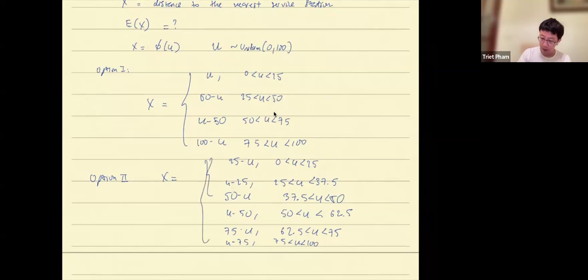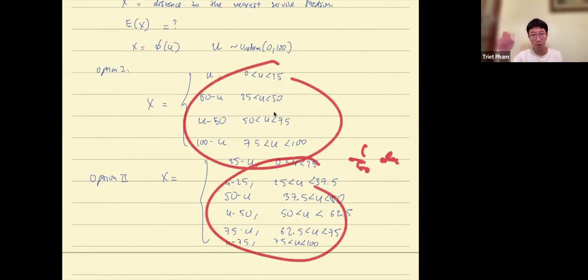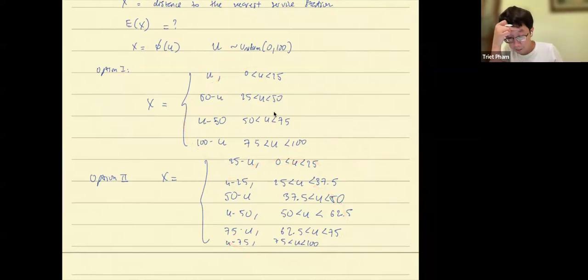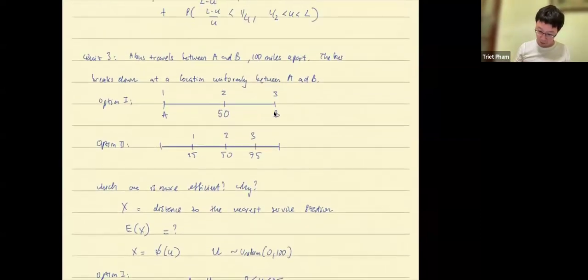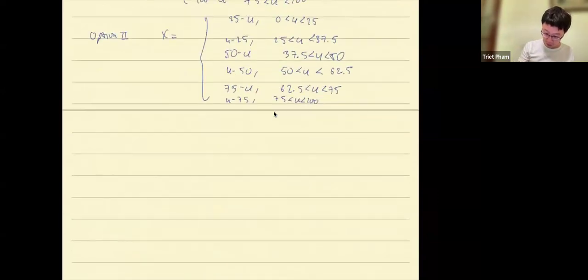And again, this is a piecewise function. You take this and multiply with du over 100, and you compare the expectation of the two to see which one is more efficient. Any questions? All right. Next question.